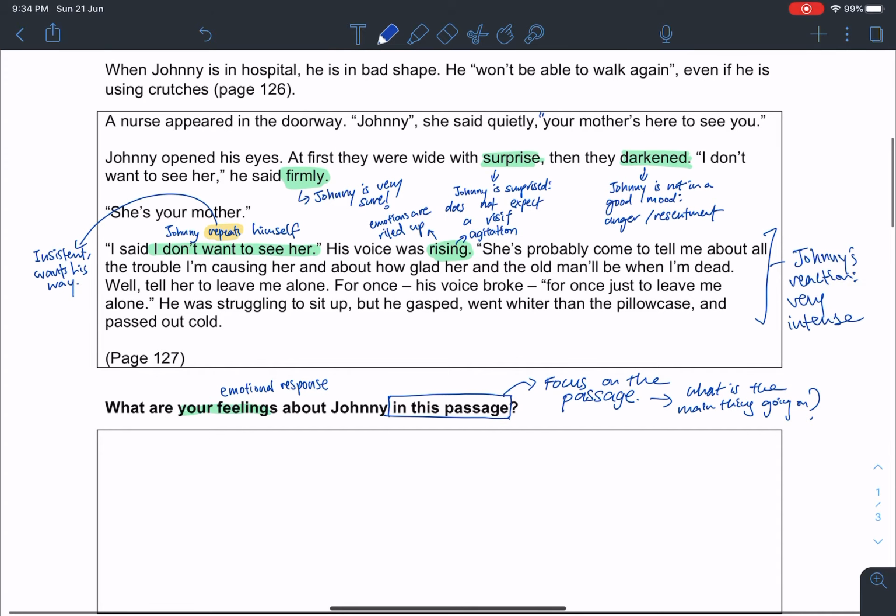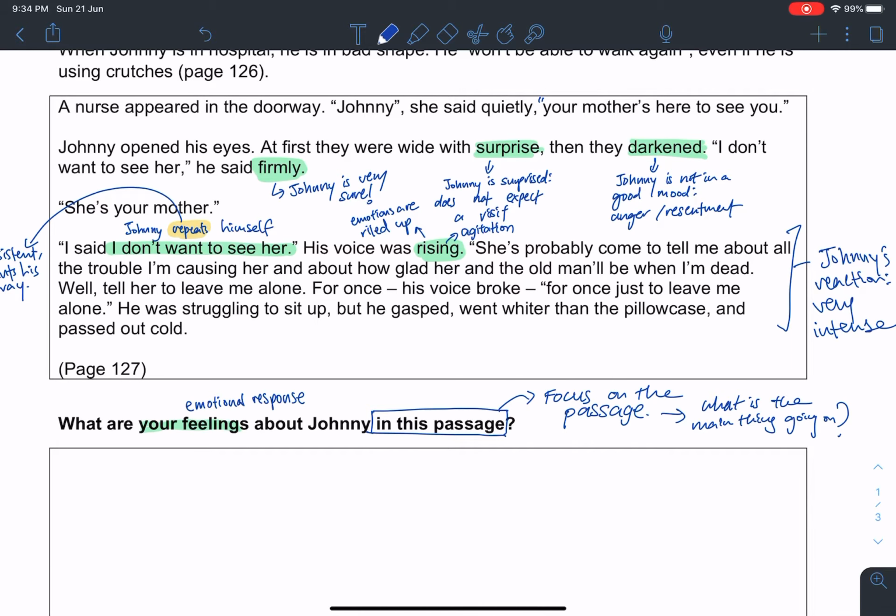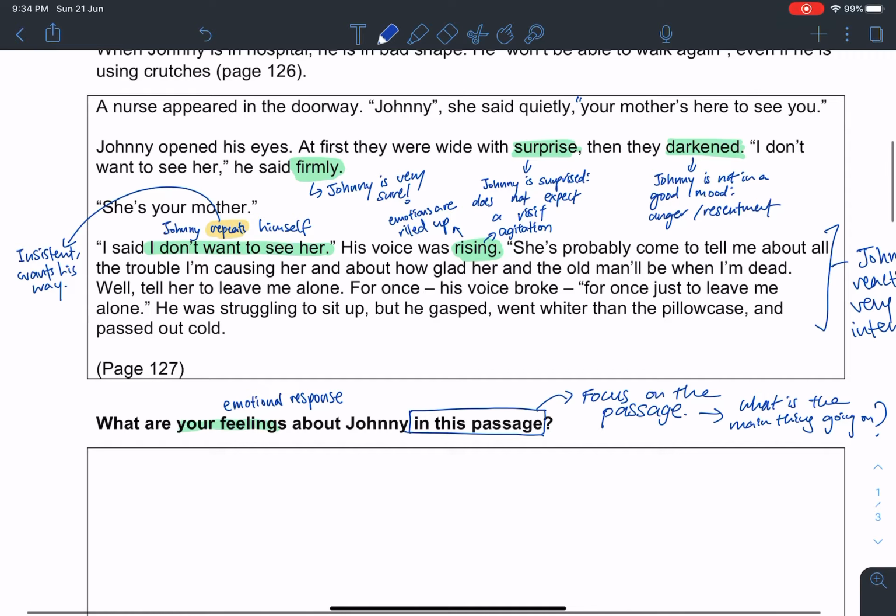She'll probably come to tell me about all the trouble I'm causing her and how glad her and the old man will be when I'm dead. Well, tell her to leave me alone.